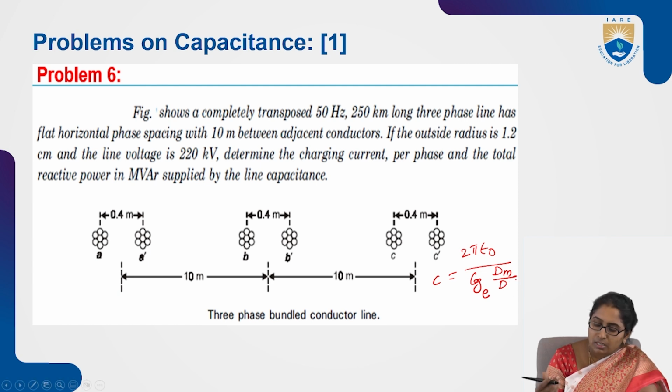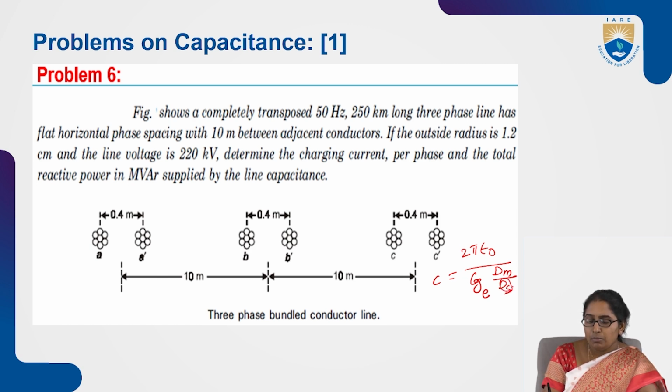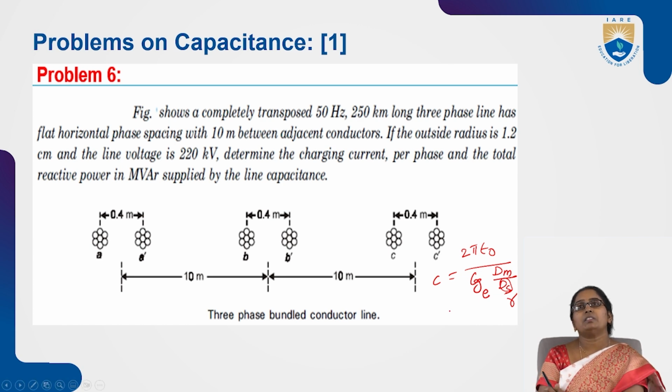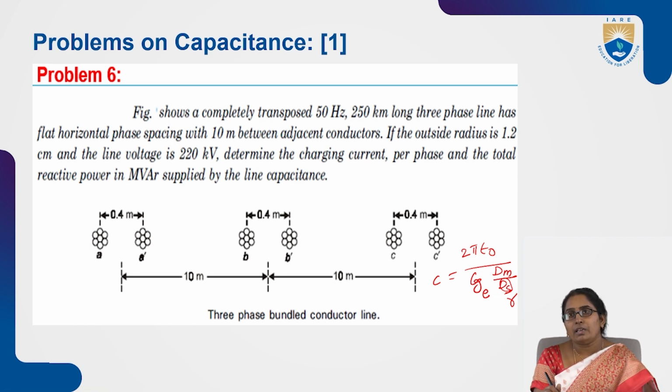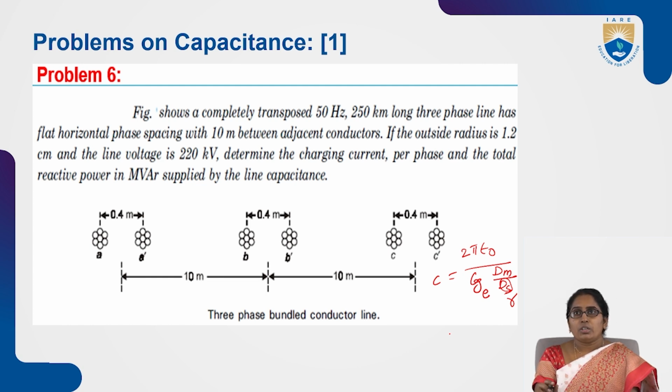Actually, in case of capacitance, Ds is simply the radius of the conductor, whereas in case of inductance it is multiplied by 0.7788. But in case of capacitance it is simply the radius of the conductor; it depends only on the radius. Then the distance between the subconductors within the one phase, in the phase itself. So first we need to look at these two, and then we go to the capacitance calculation.